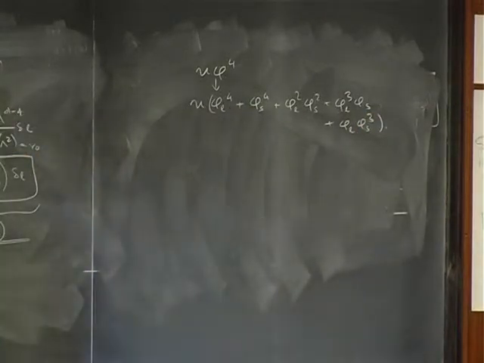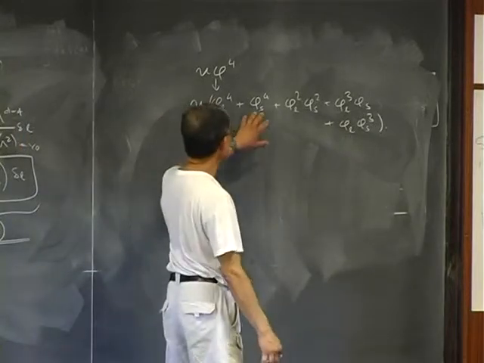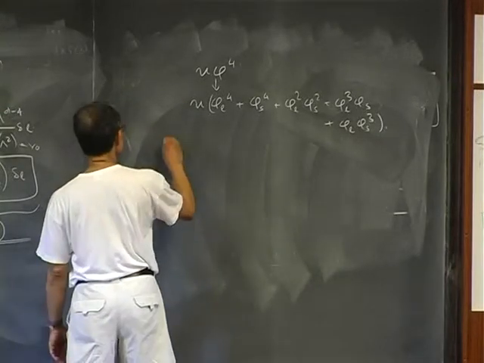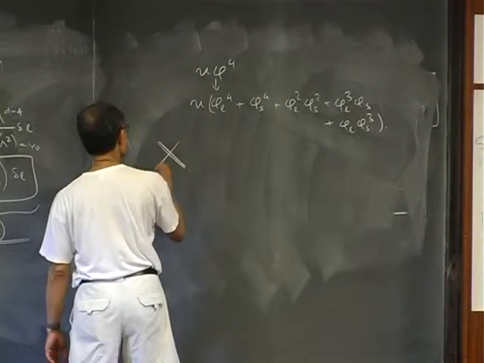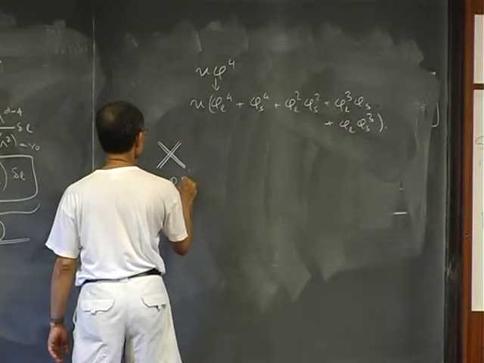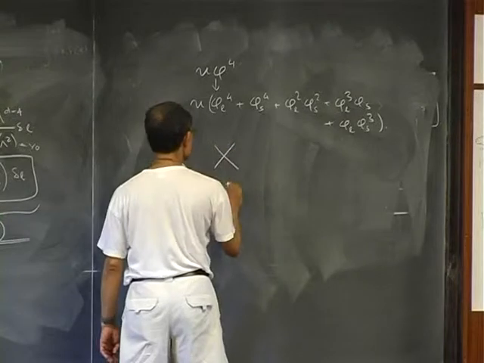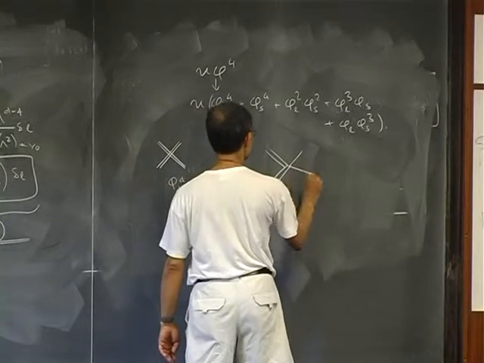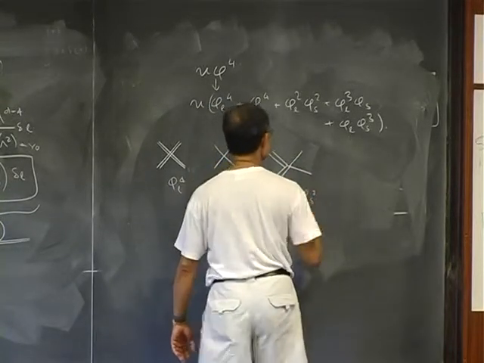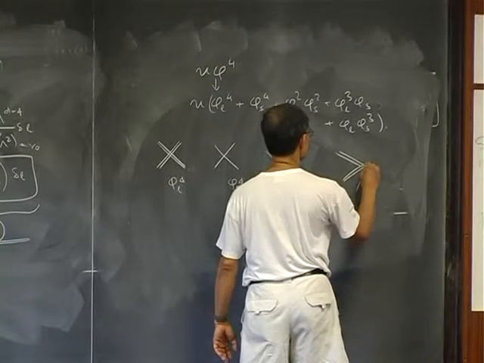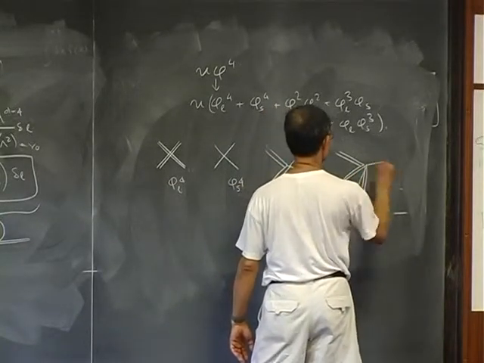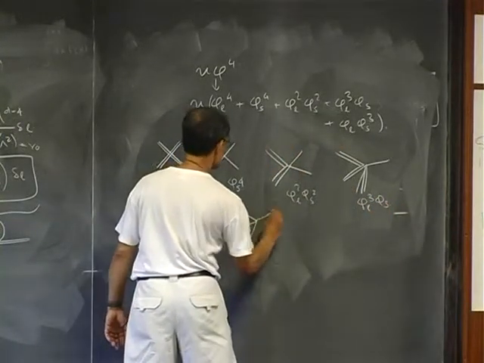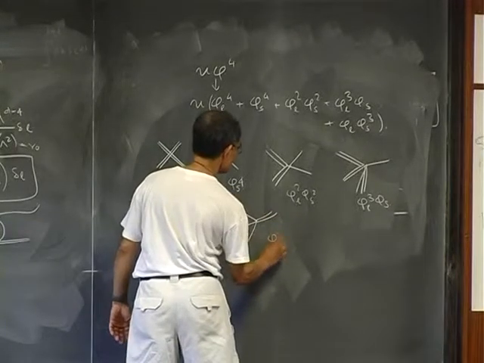So what this means is that if I represent phi L by a double line and phi S by a single line, these correspond to vertices which look like this. That's phi L to the 4th. There is a thing like this, phi S to the 4th. There is a thing which has two of these, that's phi L square, phi S square. That is phi L cube phi S, and that is phi S cube phi L.